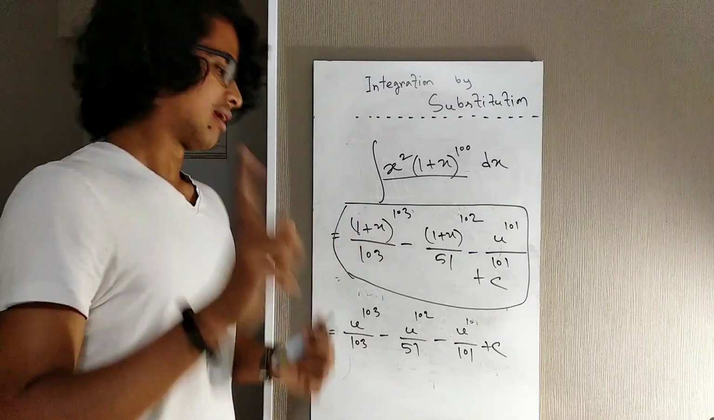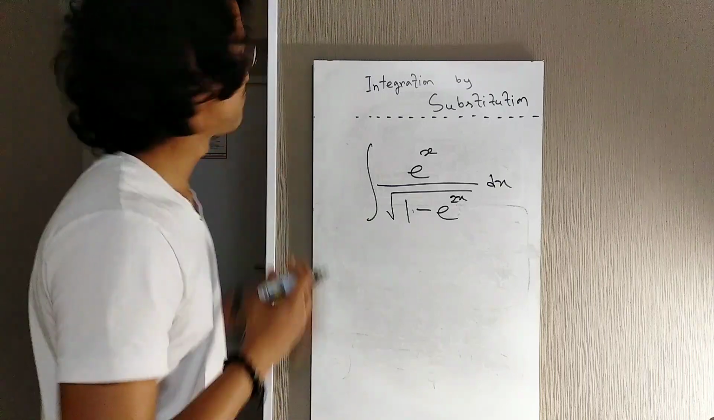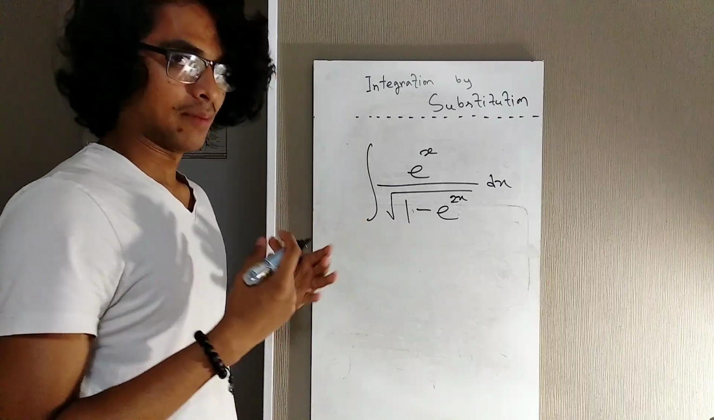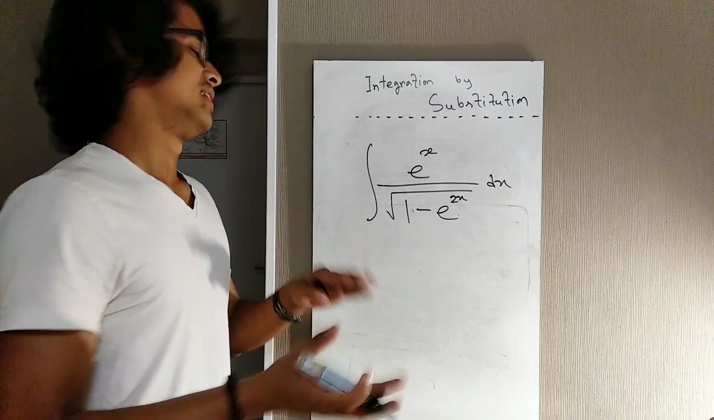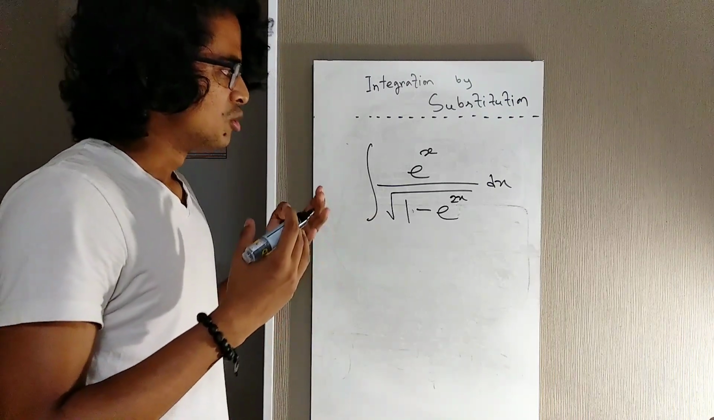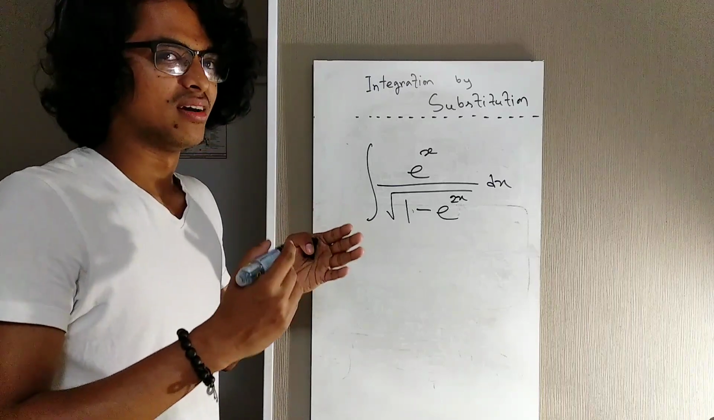Let's have a look at a final example. Let's have a look at this example right over here. So again, we'll try to use the integration by substitution technique. Now the tricky part, as I said earlier, is to be able to understand what to substitute u with.